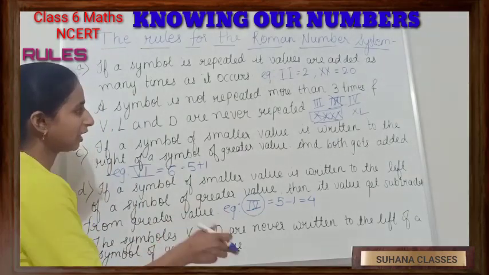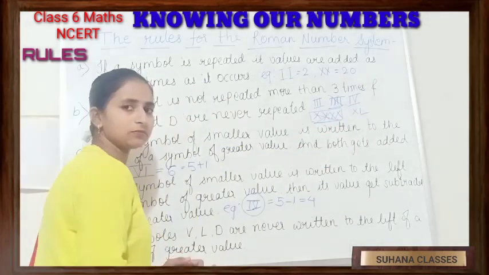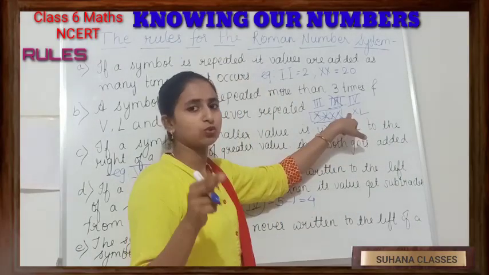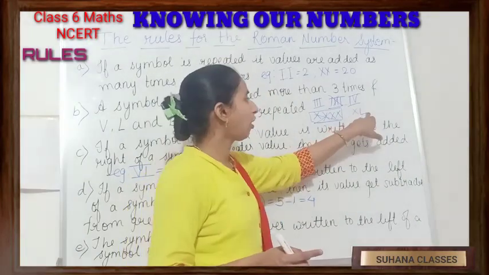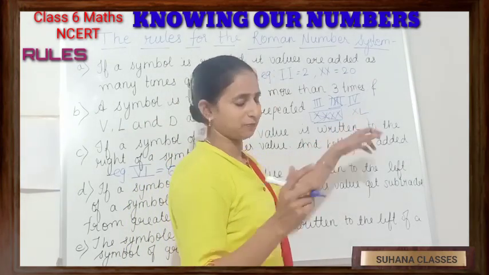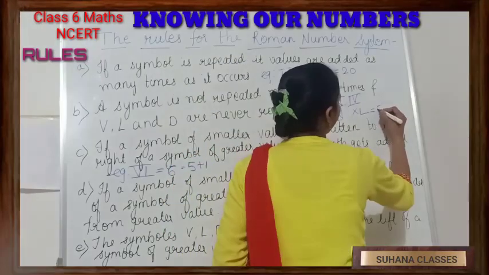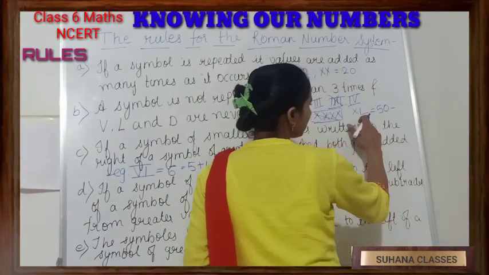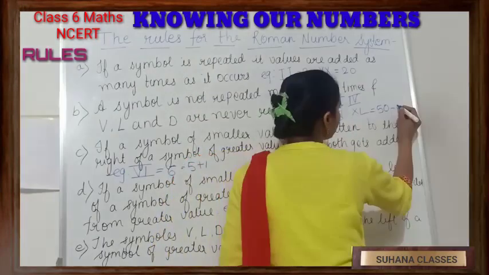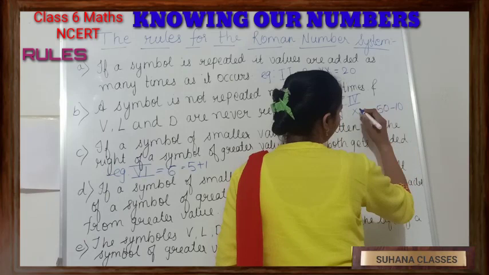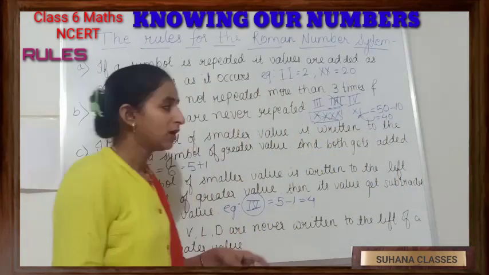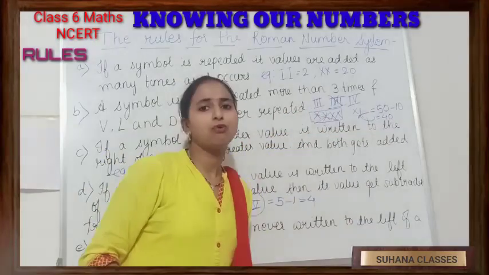So the same example I give you here. If I want to write 40, I can't repeat X 4 times. So in such a case, what do I have to do? From 50, L is your 50. From 50, you minus 10. You see here, from 50 we minus, because the smaller value is written to the left of the greater value. What is that small value? It is 10. And if I subtract this, my answer is 40. So this is the way you get 40. So this complies with our fourth rule.